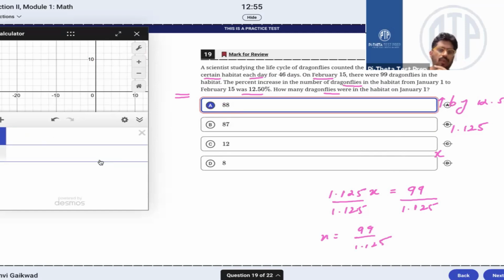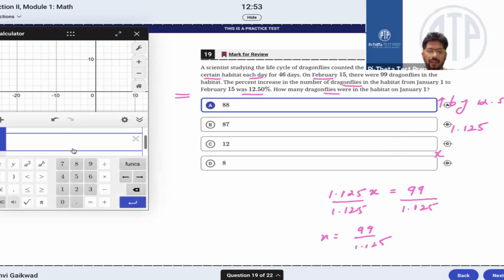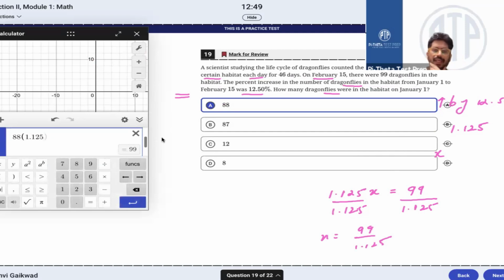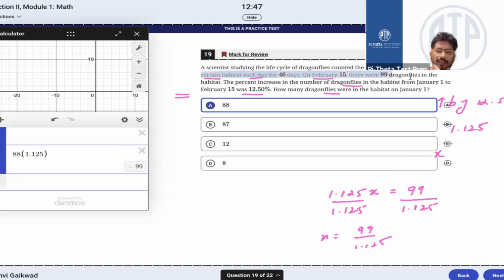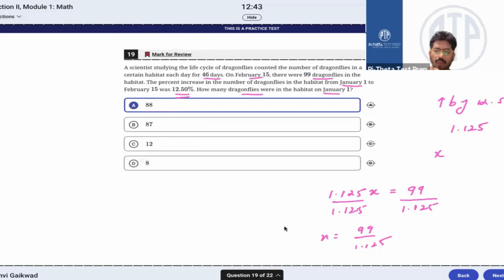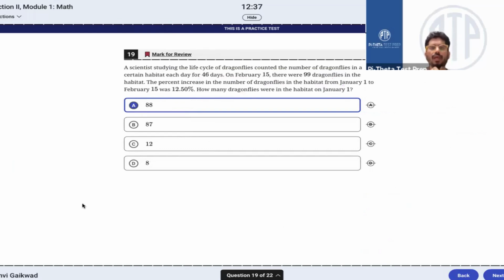For cross verification, you can just multiply 88 by 1.125. You're understanding that we have 99 dragonflies after 45 days. Yes, everyone. So this was your module number one. I want to make sure that everyone understood the first module of practice test 7.